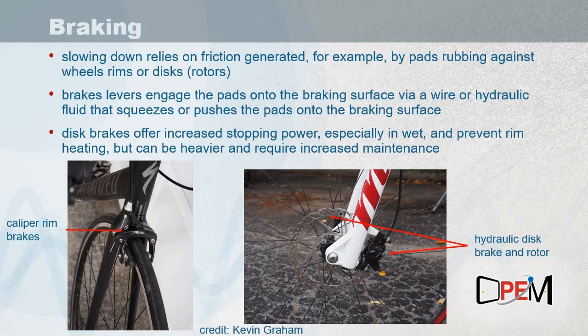Some of the disadvantages potentially of disc brakes are, at least up till now, they've tended to be heavier than comparable models of caliper brakes. And in the case of hydraulic disc brakes versus mechanical caliper rim brakes, the hydraulic components can potentially require a little more maintenance, or maintenance that's perhaps a little more time consuming than in the case of a mechanical braking system.